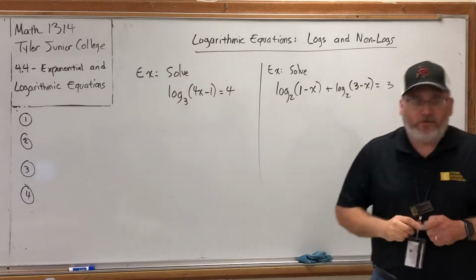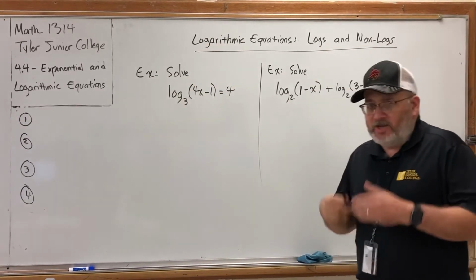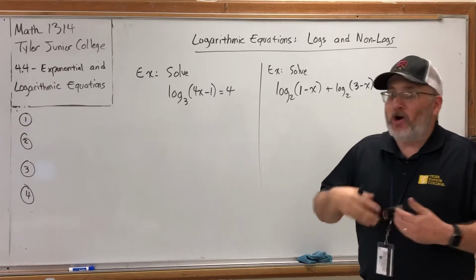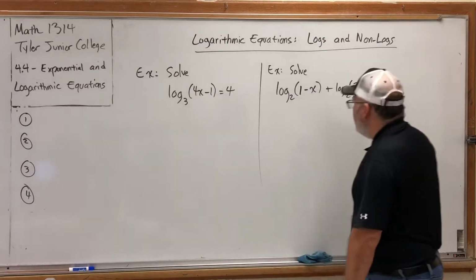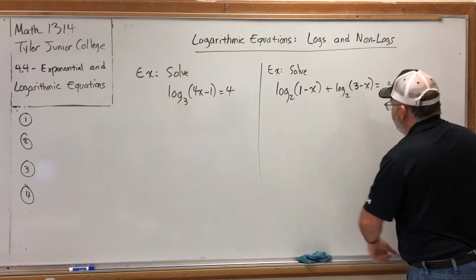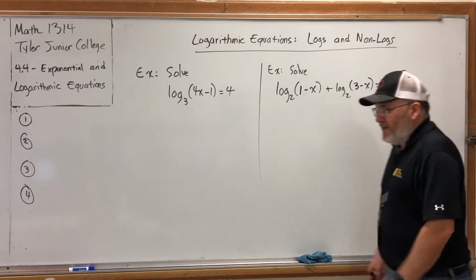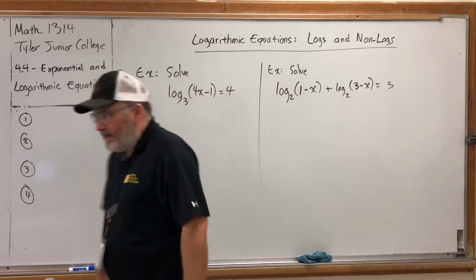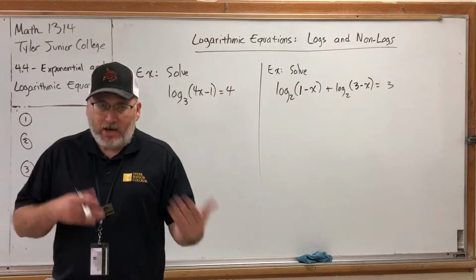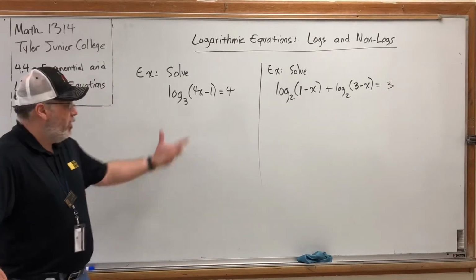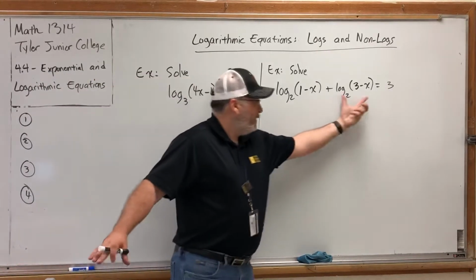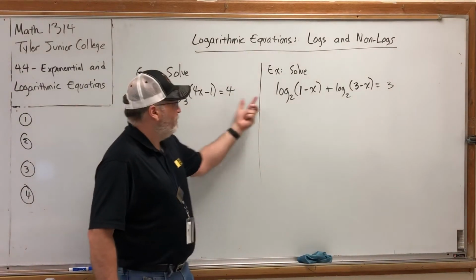Well, first off, a logarithmic equation is an equation that contains a variable inside the argument of a logarithm, such as log base 3 of 4x minus 1, log base 2 of 1 minus x, log base 2 of 3 minus x. But what do I mean by an equation that has logs and non-logs? It's exactly what it sounds like. Some of the terms are logarithms, and some of the terms are not.